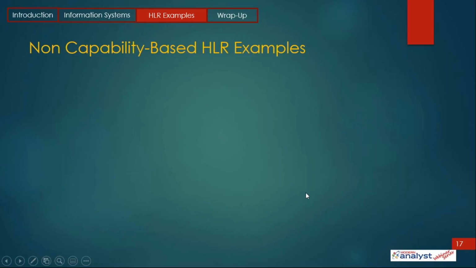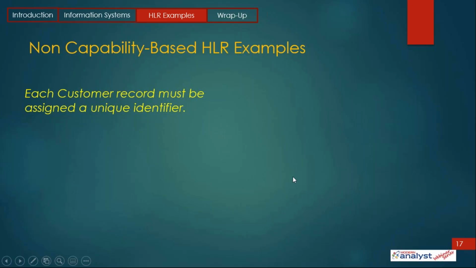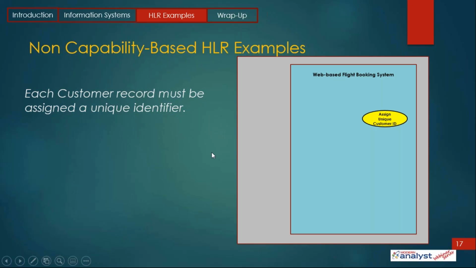Let's talk about a couple requirements that may or may not be high-level requirements. So I promised you we'd return to this one I showed you at the beginning. Each customer record must be assigned a unique identifier. So like I said, this was in scope as a high-level requirement. Let's see if we can put it in scope here. So here's our web-based flight booking system. Here we are maintaining a customer. We actually have a business activity where we do that. So this requirement is that it has to have a unique identifier. Well, that's something apparently you want the system to do. They've said it's a high-level requirement, it's in scope.